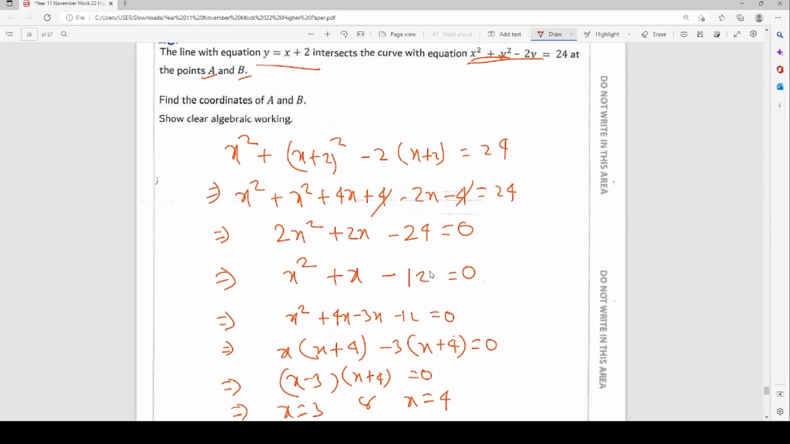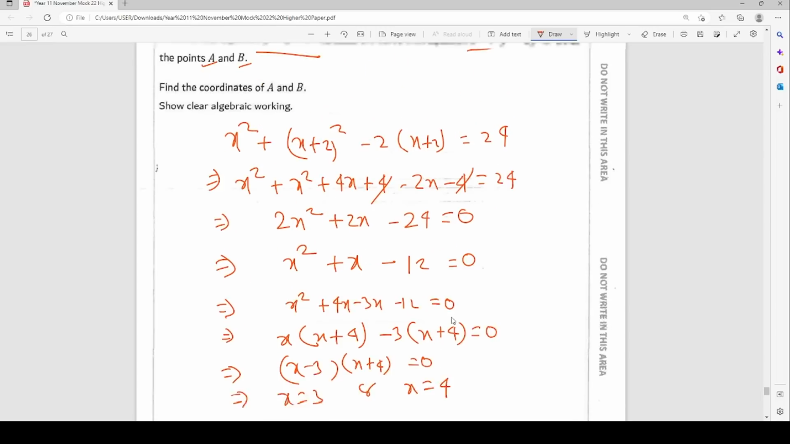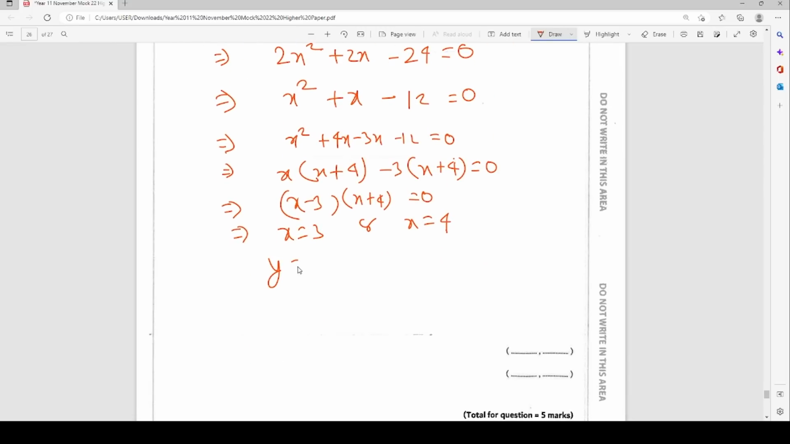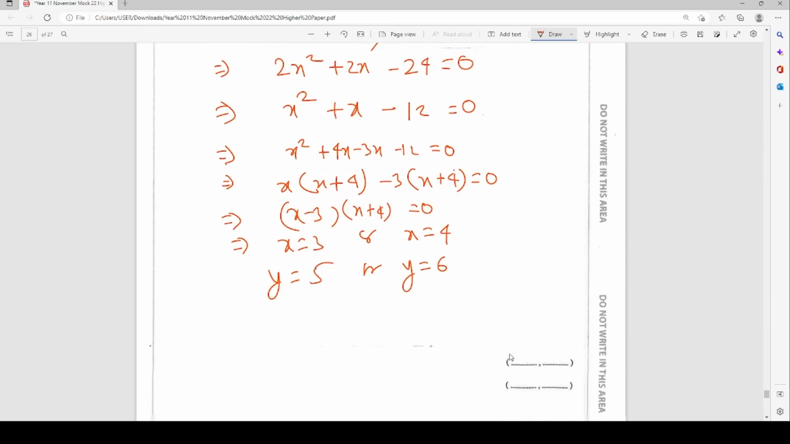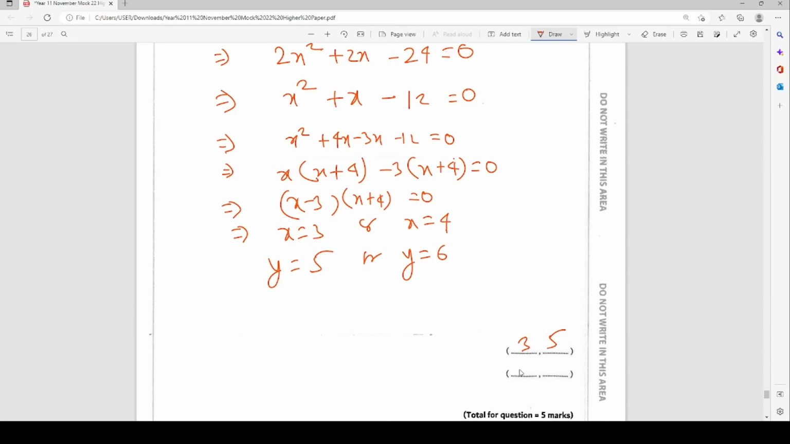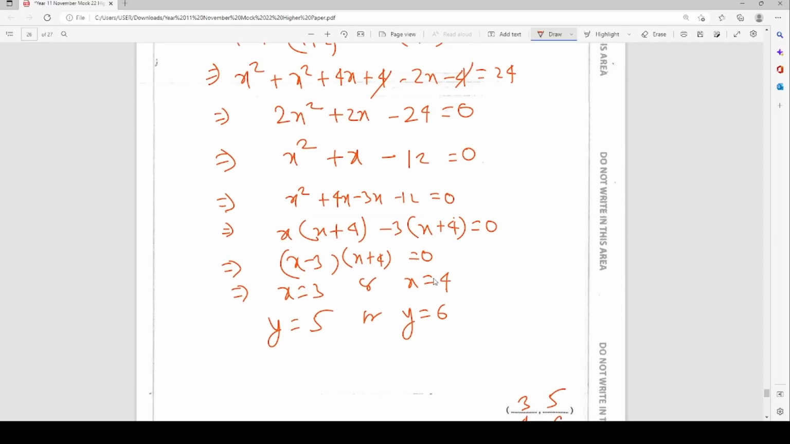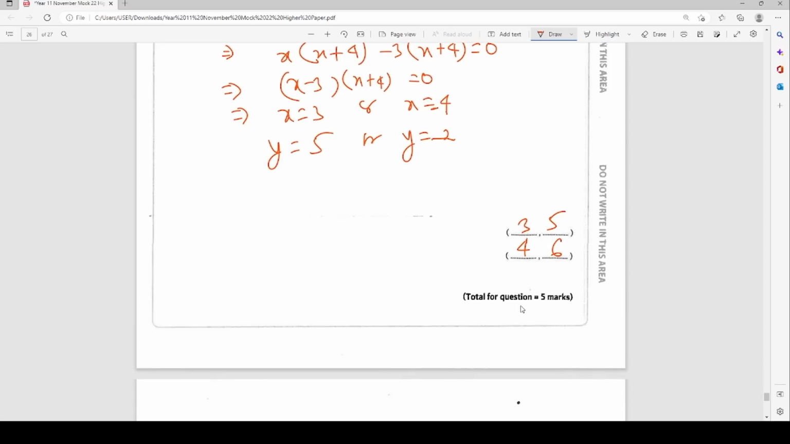Now you can substitute this value back there. So if x is equal to 3, your y is going to be 5. And if your x is 4, your y is going to be 4 plus 2, which is 6. So the points are (3, 5) or (4, 6). That's what we are going to write. Oh, this is going to be negative 4, my bad, because x is equal to negative 4, and if I put negative 4, so my answer should be negative 2. I think I just got carried away.